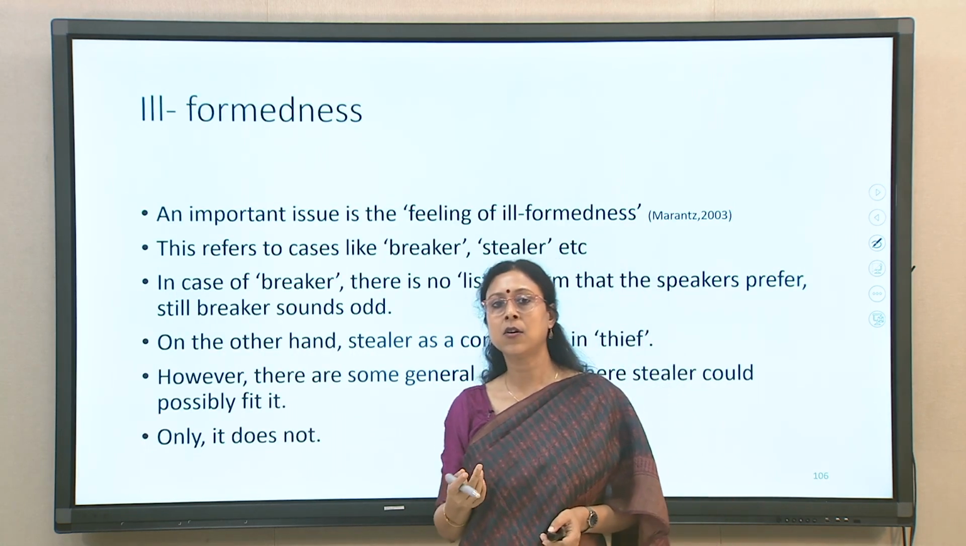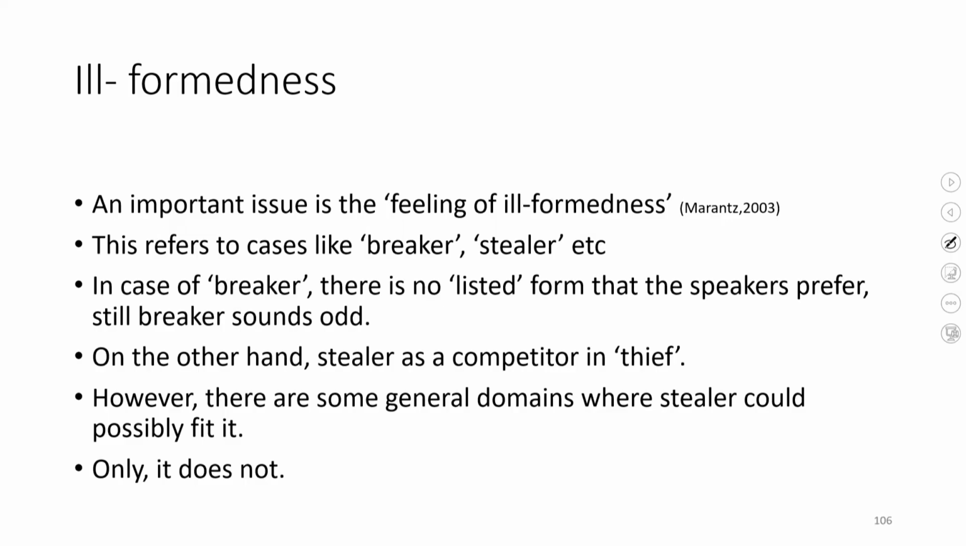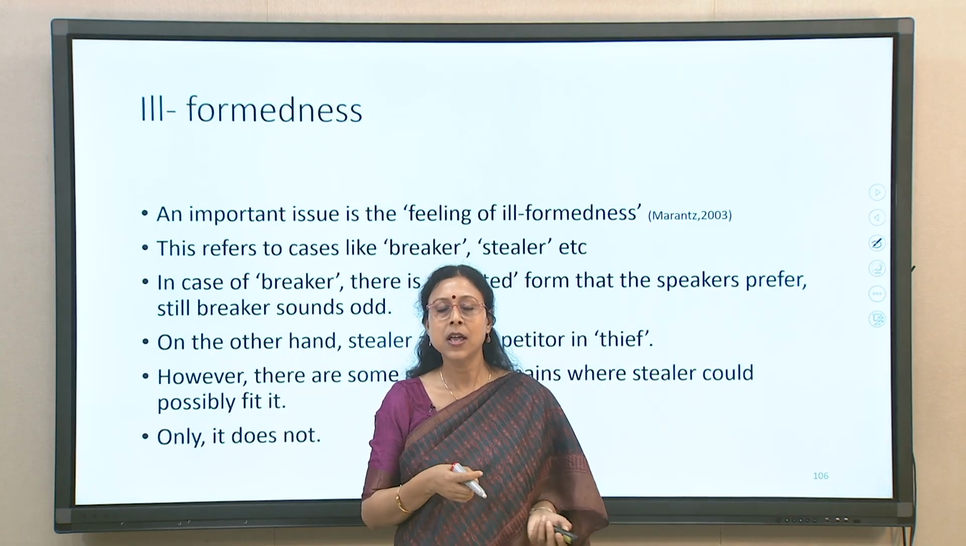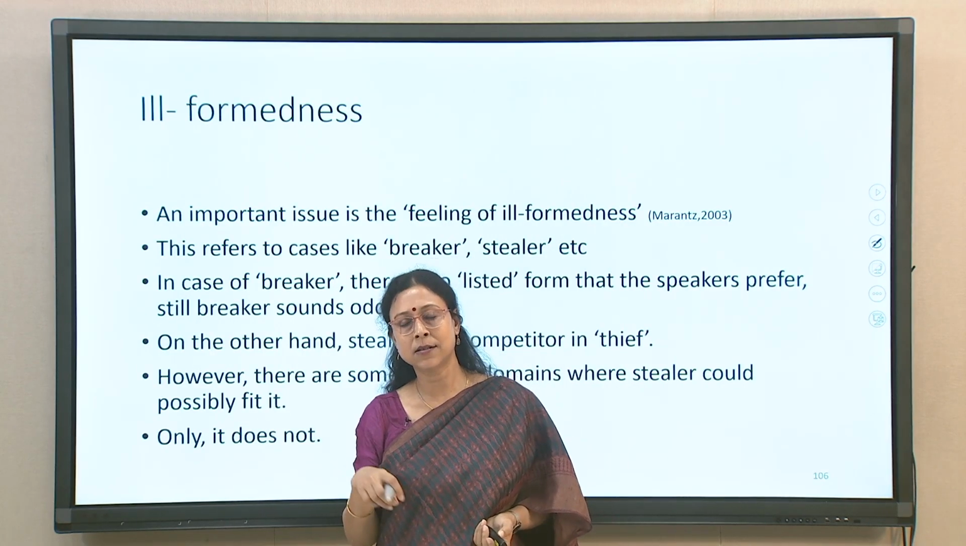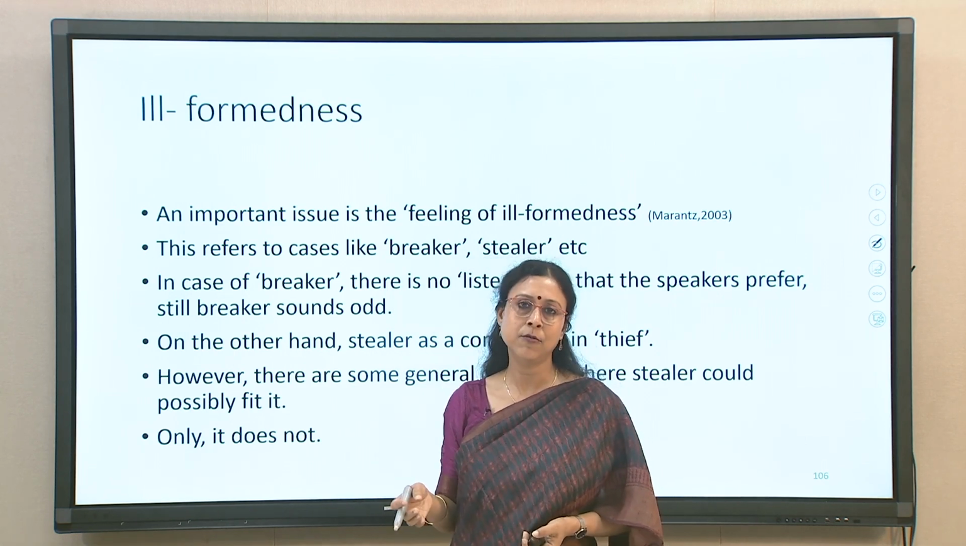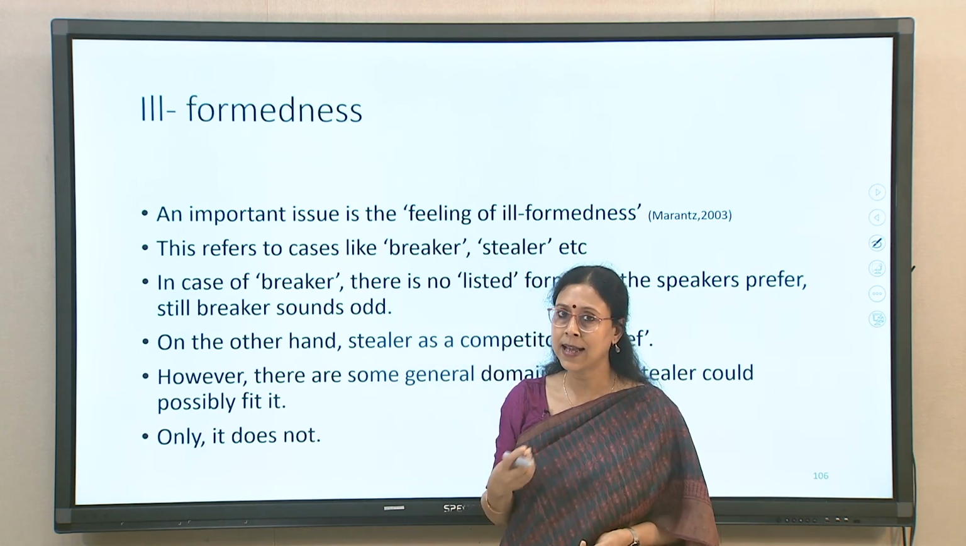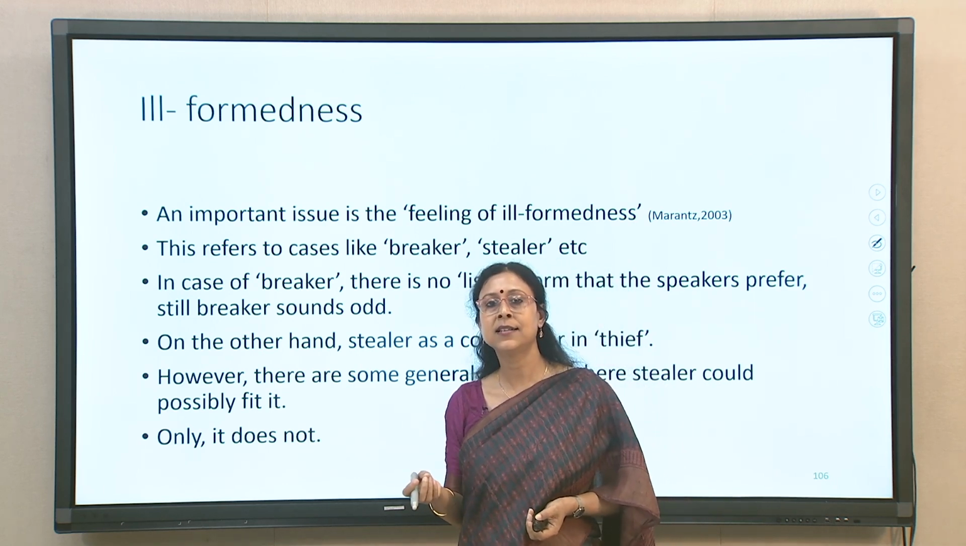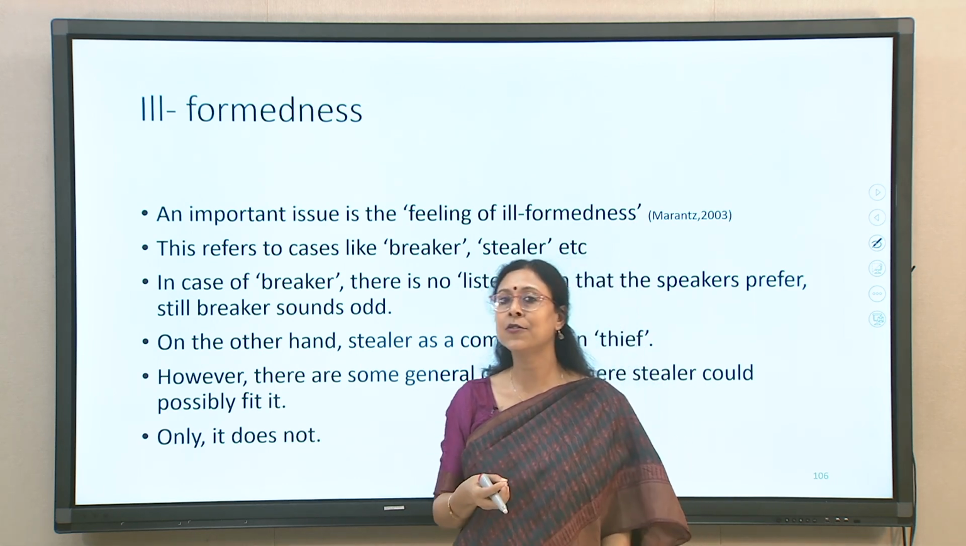Similarly, there is another idea called ill-formedness, an important issue again within the idea of blocking. This refers to cases like breaker, stealer again. These are also called ill-formed structures. In the case of breaker, there is no listed form that the speakers prefer, still breaker sounds odd. For example, for stealer you have thief. Because there is thief, you do not need to go through all that complex system to arrive at stealer. You already have something, you use it. But breaker does not have a listed lexical item, and still we do not use breaker.